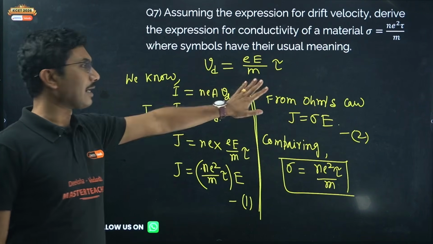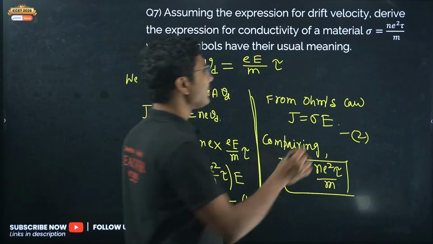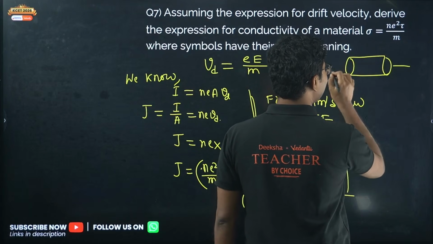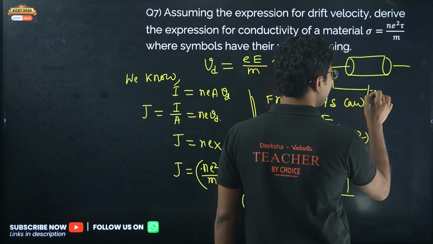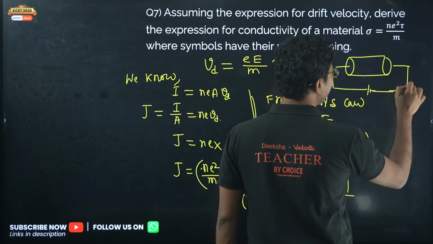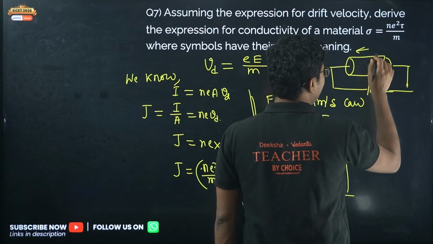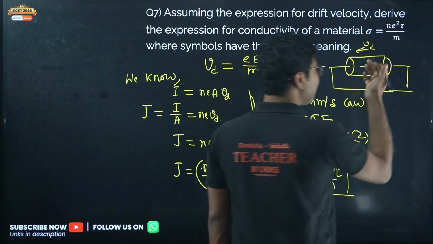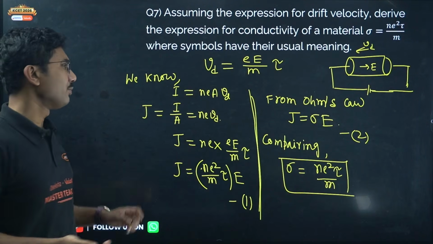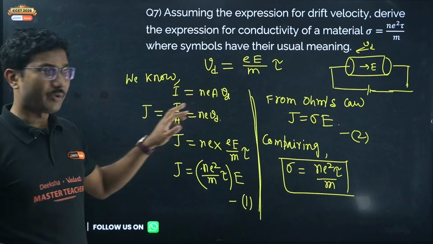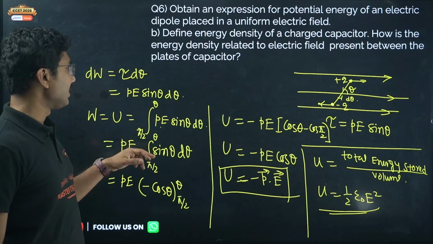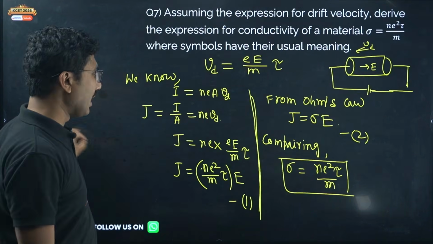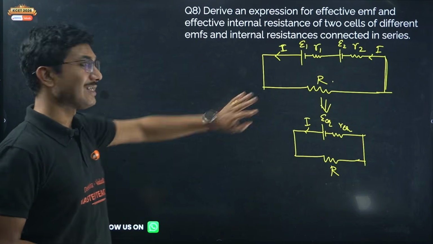In the previous case, the diagram was not compulsory. Some students draw a current, a wire, a conductor, but that is not required. If you wish, you can draw it: electric field in this direction, drift velocity here. A simple diagram you can draw if you wish, but that derivation does not require any diagram. Similarly, this diagram is compulsory, but for the second part, no diagram is required.